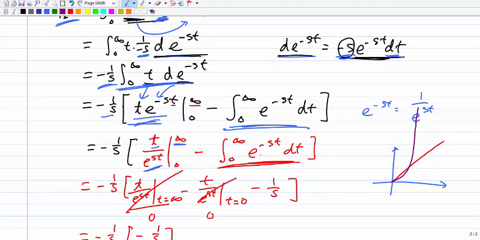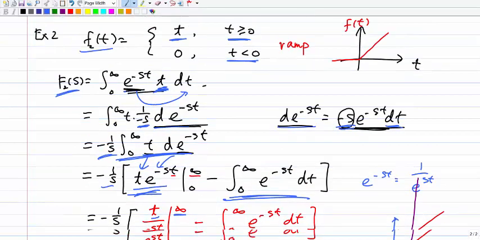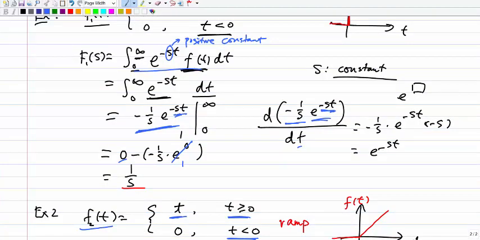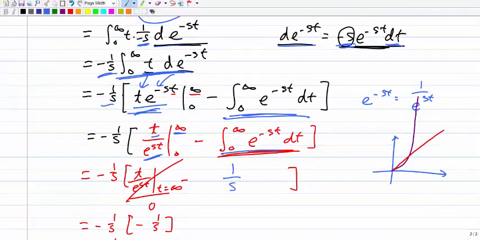The other term I already mentioned in the previous example. It is the integration from 0 to infinity of e^(-st) dt, which is already given in the previous part, because the integration is the same thing. So this is just given by 1 over s. Of course, don't forget the negative sign, so it's negative 1 over s.